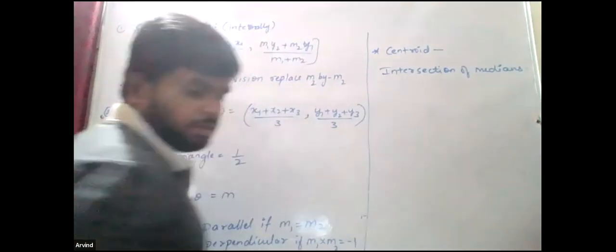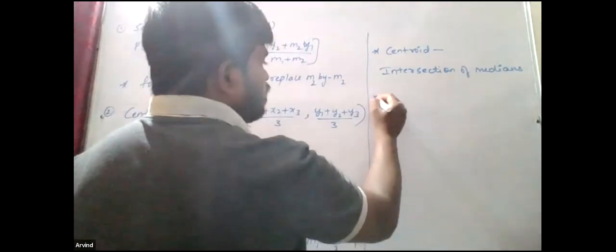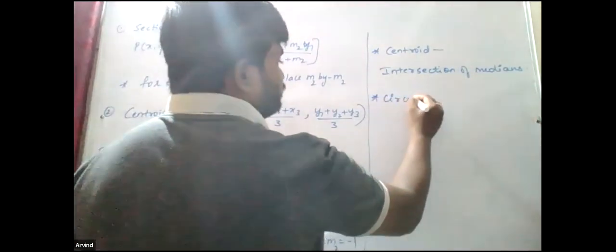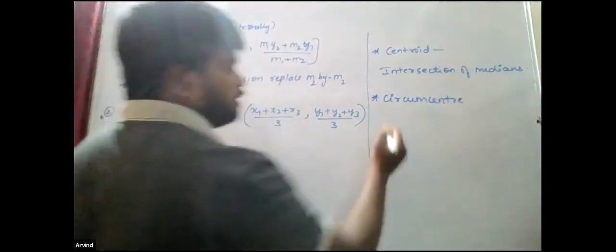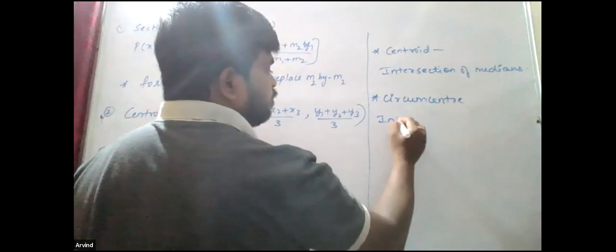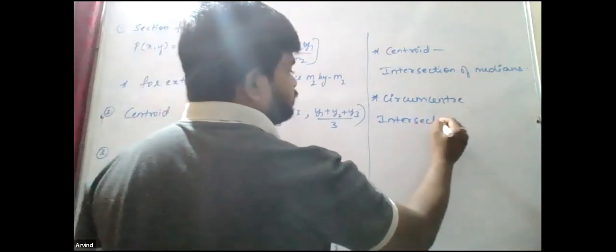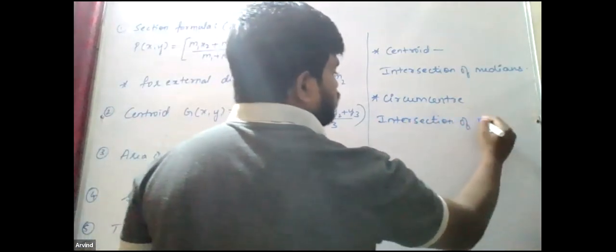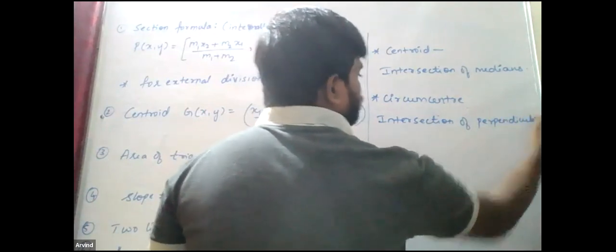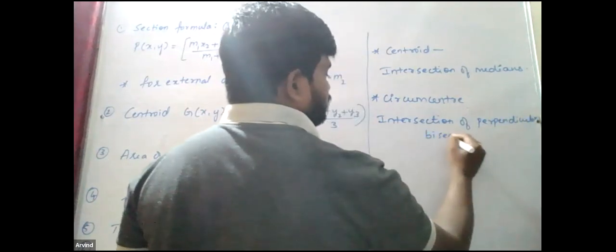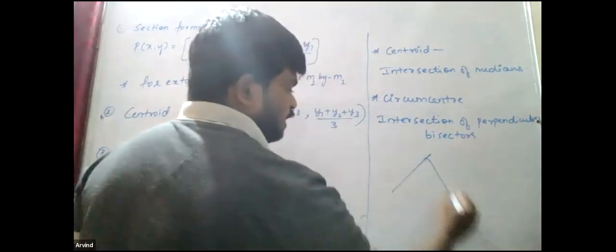Next, the other two things which we will be discussing, the first is the circumcenter. What is the circumcenter? Intersection of perpendicular bisectors. Same thing, you take a triangle ABC.